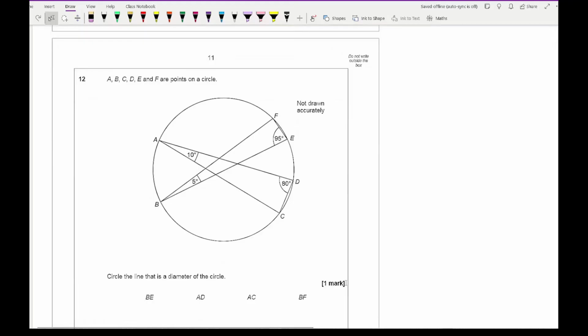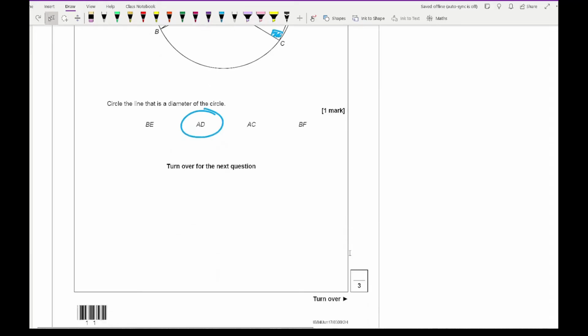So looking at question 12, it says A, B, C, D, E, F are points on a circle. It says circle the line that is the diameter of the circle. Now what I want to try and do is find a 90-degree angle, and the 90-degree angle is going to be this one here. Now if that's 90 degrees, then the side opposite that 90 degrees is going to be the diameter. So the diameter here is going to be A to D.